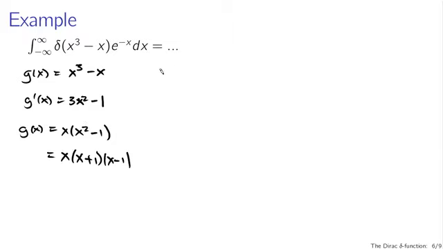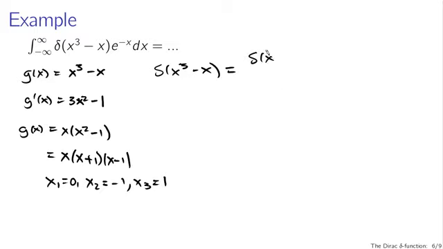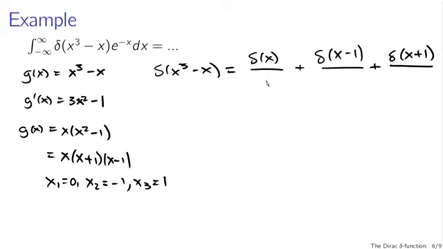So that allows me to re-express my delta of x cubed minus x as, I have 3 zeros from this, x1 equals 0, x2 equals minus 1, and x3 equals 1. So I can express it as a sum of 3 delta functions, delta of x over effective derivative here, which I'll write in a moment, plus delta of x minus 1 over the effective derivative of g of x here, plus delta of x plus 1, again over the magnitude of the derivative of g of x.